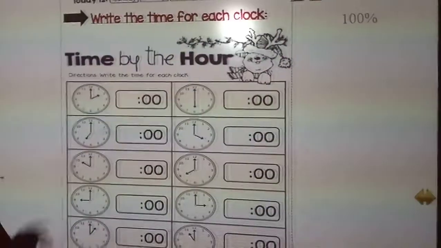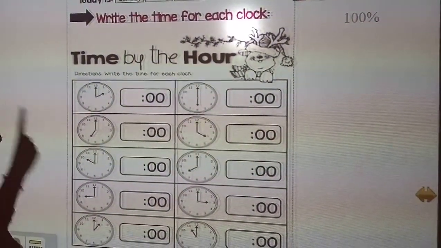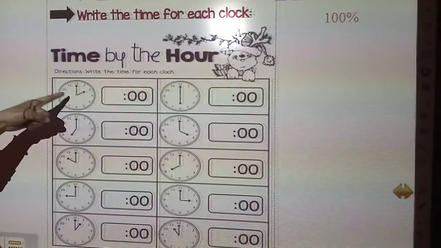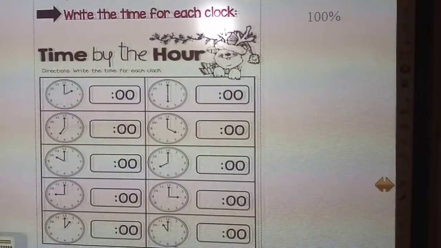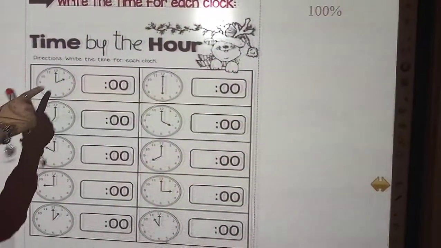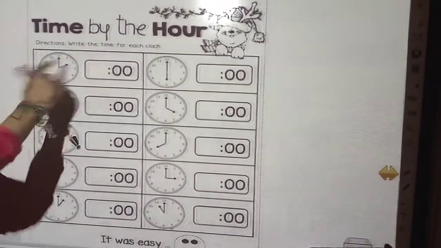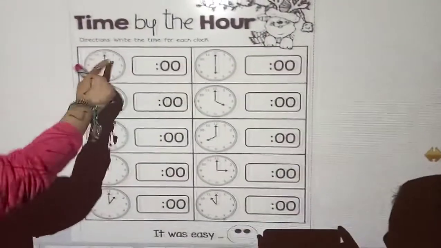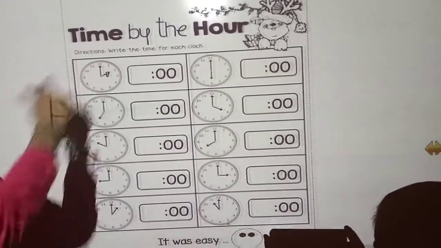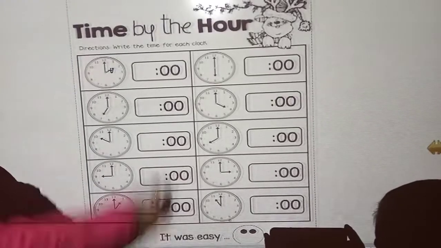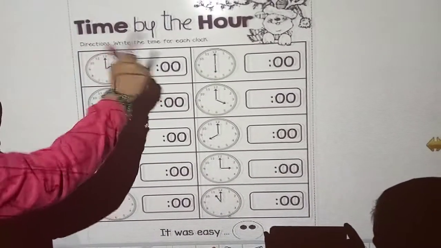Each clock. You have 2 steps. Step number 1, start with the short hand. Step number 2, look at the long hand. Let's start with the first one here. The short hand points to 2, super. And the long hand points to 12. 2 o'clock.